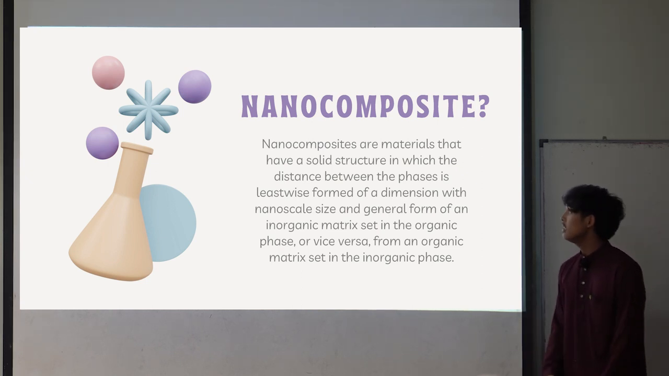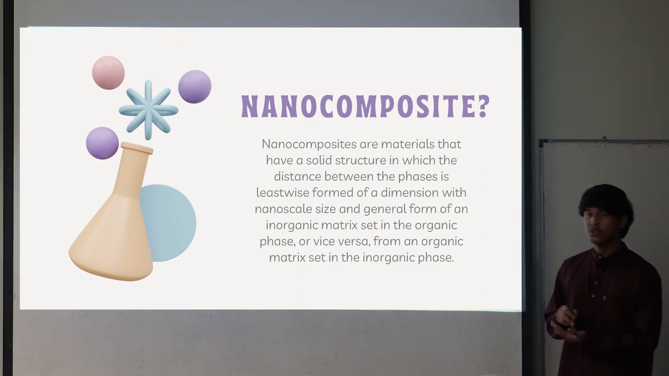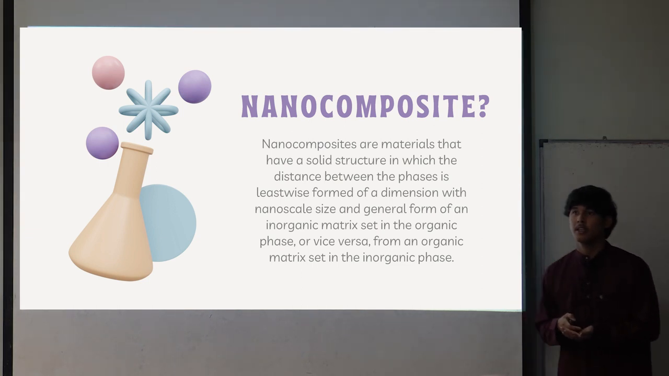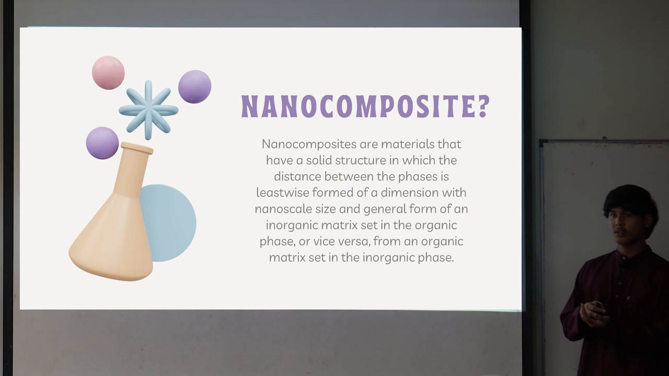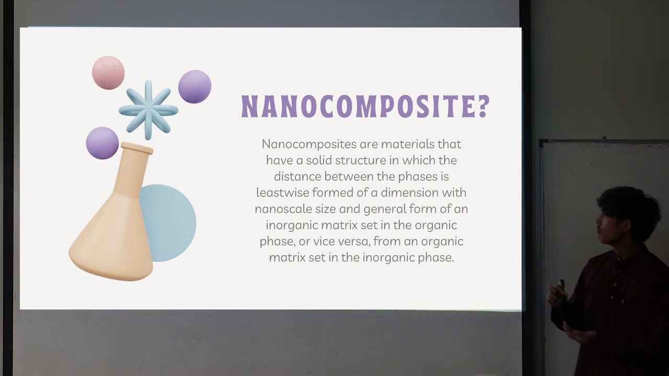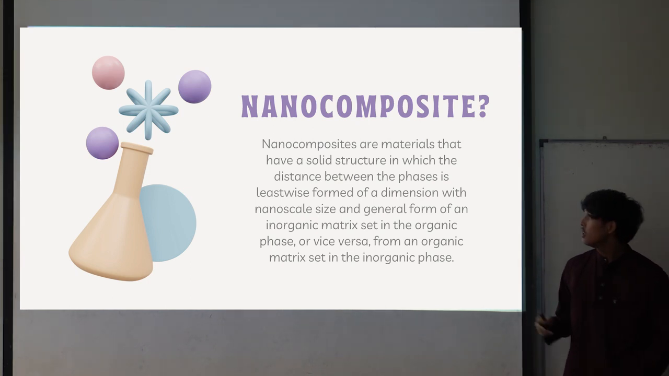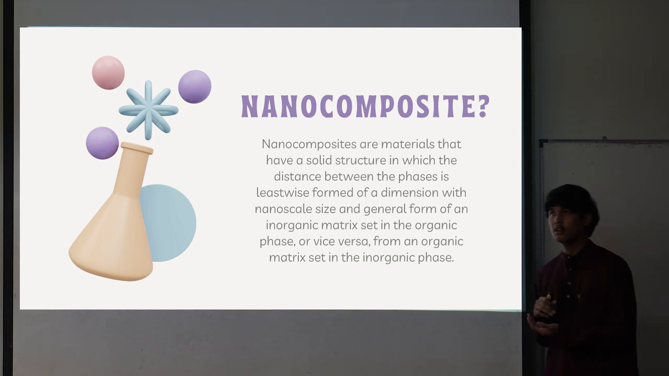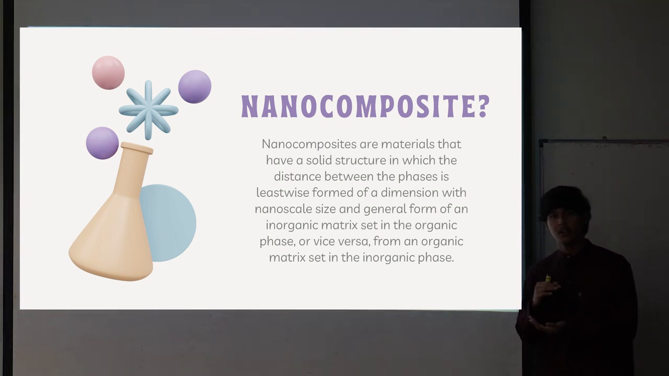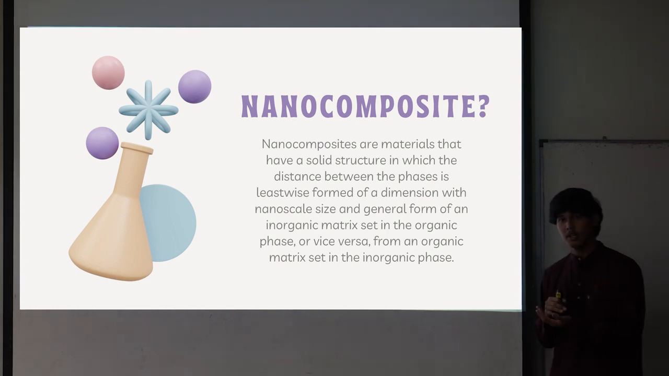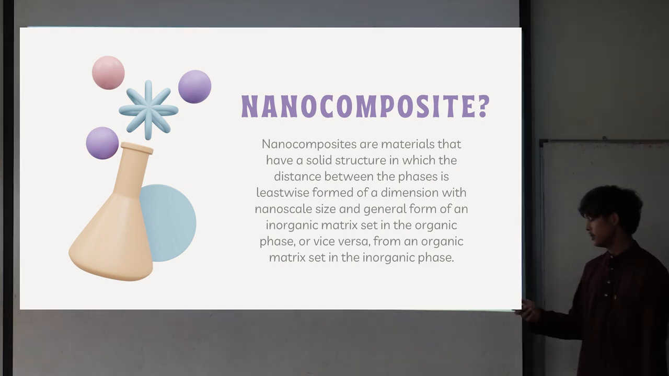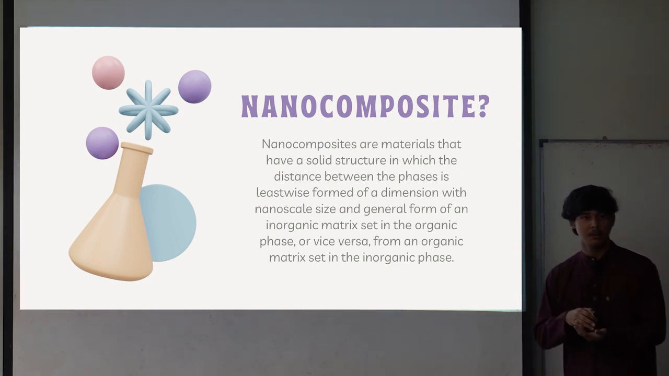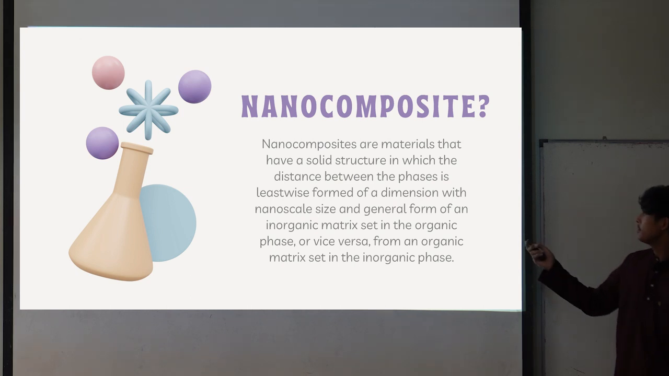What is nanocomposite? Nanocomposites are materials that have a solid structure in which the distance between the phases is formed from dimensions in nanoscale size. So the general form is an inorganic matrix and organic phase, or the opposite way, from organic matrix in the inorganic phase. So that's basically a rough idea about nanocomposite. So let's move to the next slide.